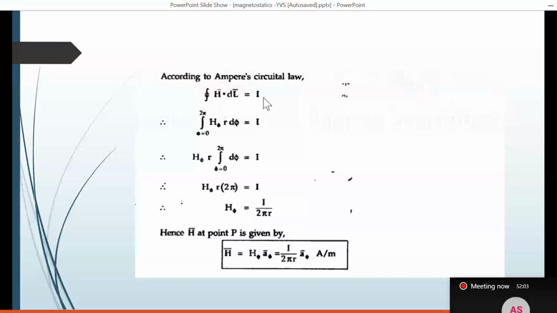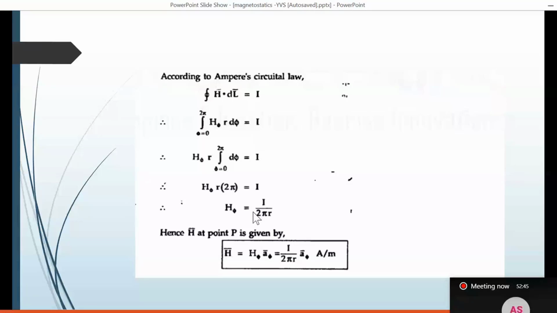Now, according to Ampere's circuital law, we know that the closed integral of H bar dot dl bar is equal to I. Therefore, H bar dot dl bar is equal to H phi into r d phi, equal to I. So H phi is constant, we will take it outside. R is constant, the integration of d phi will be from phi equal to 0 to 2 pi, and that is equal to I. If I take the integration, that is phi, 2 pi minus 0, so H phi into r into 2 pi is equal to I. So H phi is equal to I divided by 2 pi r.